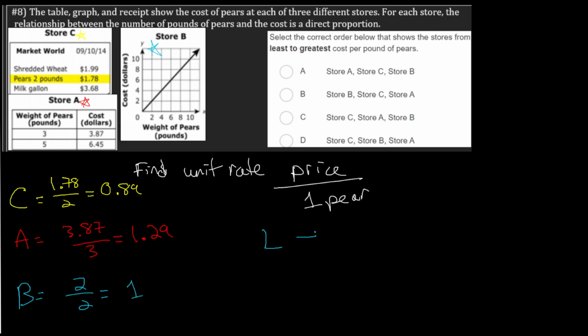And so now if I'm going to go from least to greatest, my order would be this. The smallest number is 0.89, so I have C. Next number is 1, so I'm going to say B, and then A for my last one. So for this choice, it is this order. Again, least to greatest, make sure it lines up. Again, find your values, your unit rate, and compare them.